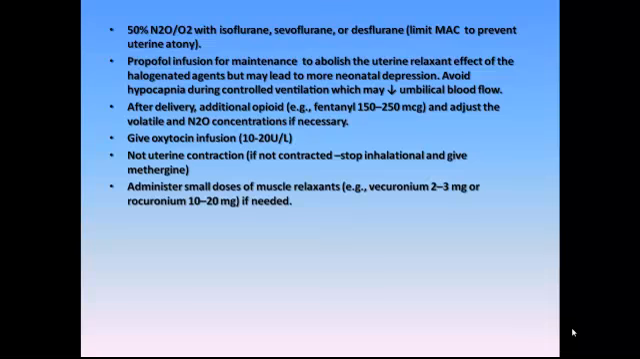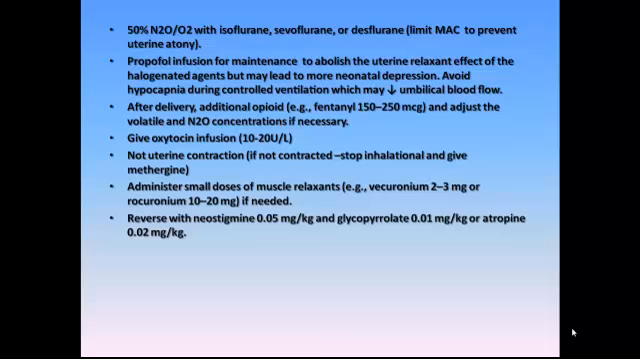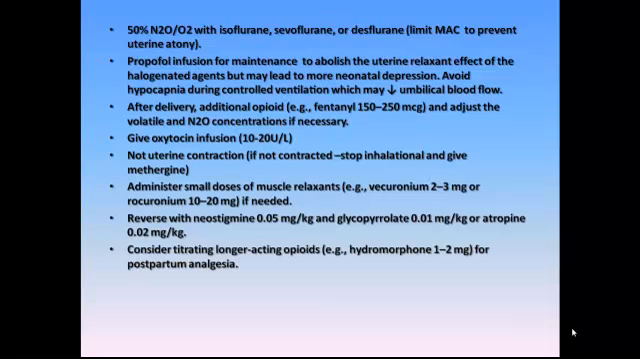Administer a small dose of muscle relaxant after the delivery of the baby, if needed. And at the end, we should reverse the muscle relaxant with neostigmine 0.05 milligram per kg and glycopyrrolate 0.01 milligram per kg. If this is not present, we may use atropine 0.02 milligram per kg.